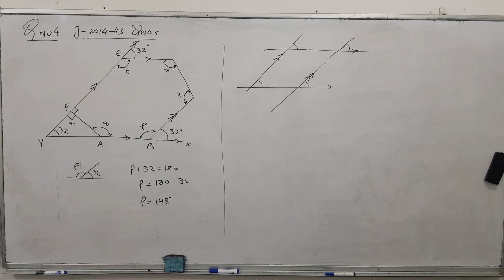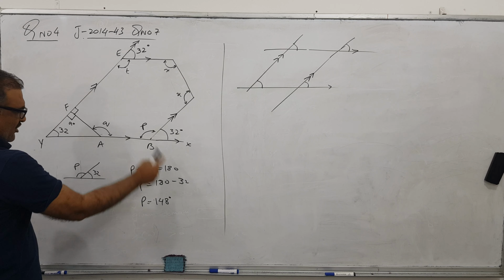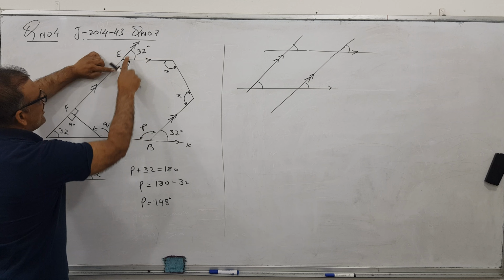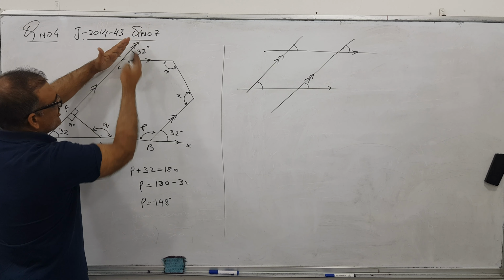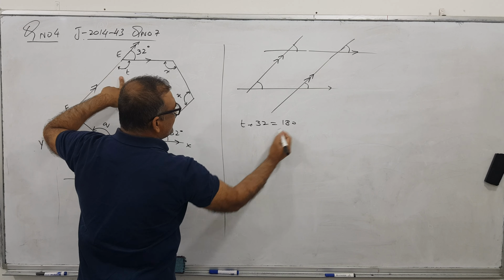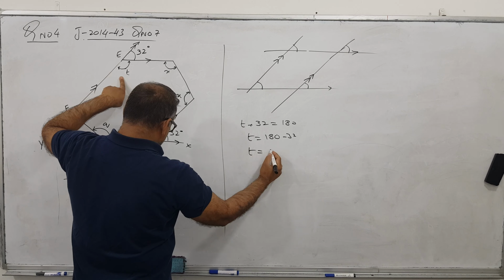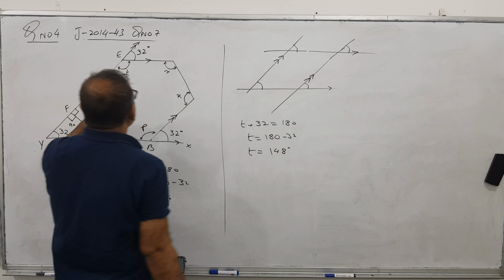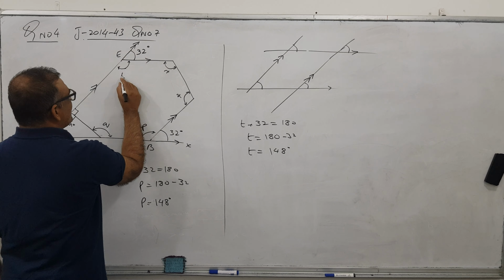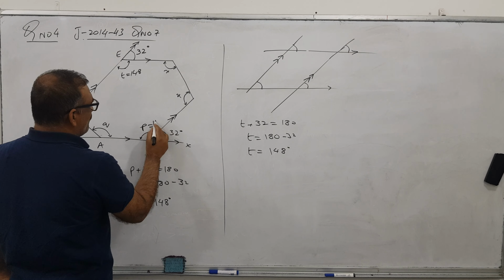So let's start again. So this is what I got already, and how to get this? You know this is 32 and this is a 180 straight line. So we can say that T plus 32 equals 180. So T is also 180 minus 32. So T is as well 148. So T is equal to 148, and P I got 148.